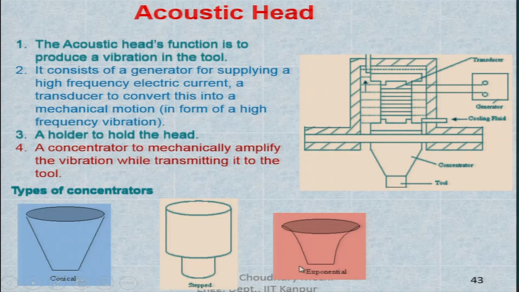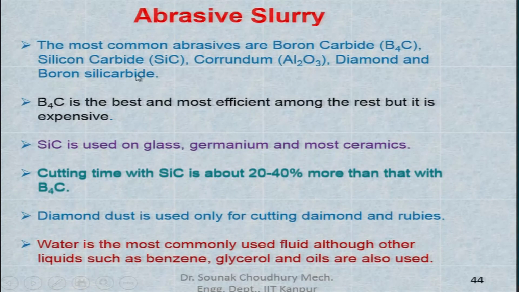And these are the types of concentrators as I was telling you. Now, the abrasive slurry. The most common abrasives are boron carbide, silicon carbide, corundum, which is aluminum oxide, diamond and boron silicarbide. These are the more popularly used abrasives. B4C boron carbide is the best and most efficient among the rest, but it is more expensive of course.